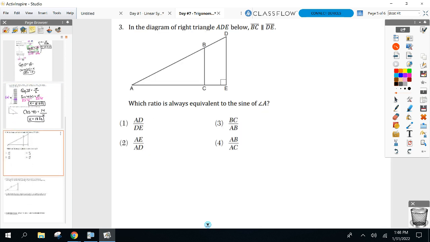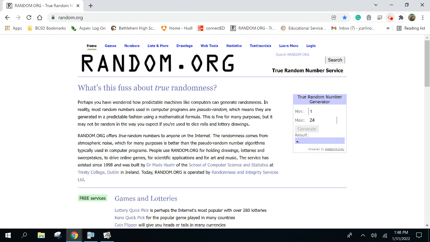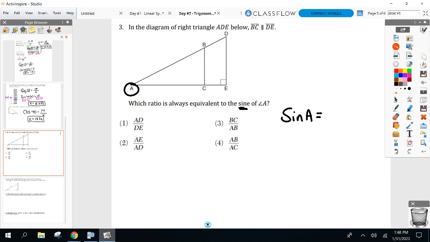Okay, I'll do this next one here, number 3 with you. Which ratio is equal to the sine of angle A? So I'm thinking sine now. What's sine equal to if I use what 2 sides? What is the sine ratio equal to? It's opposite over hypotenuse. Good, opposite and hypotenuse.